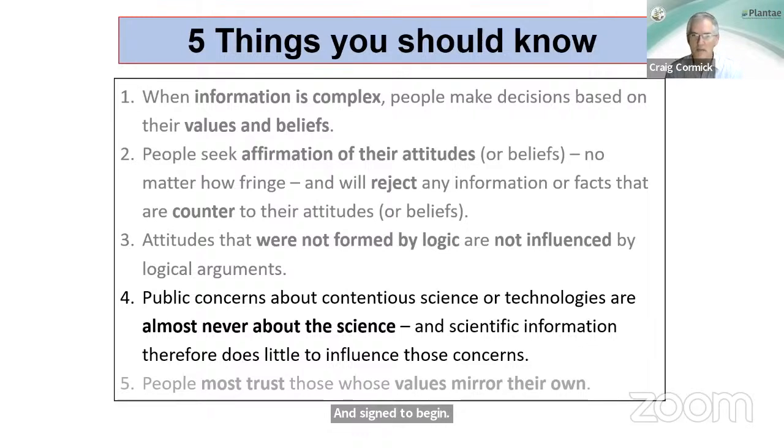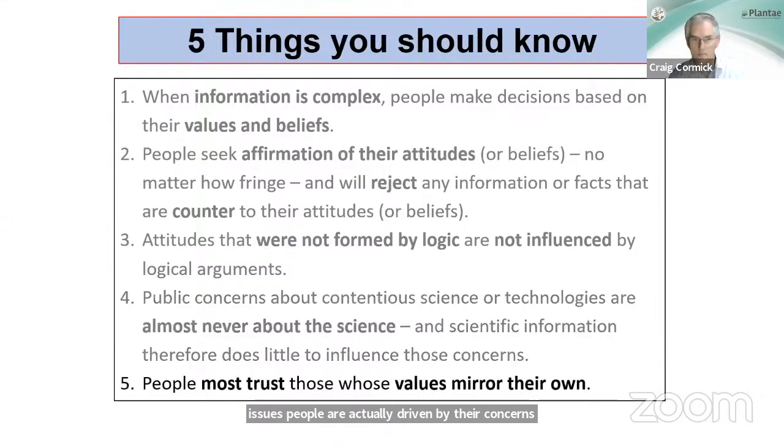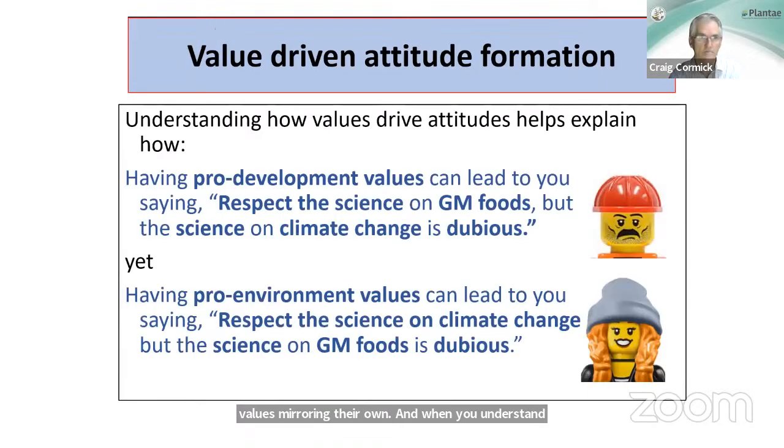And in the space of plant biology, it can be driven by who owns the technology. Are multinationals involved rather than the public sector? Is big pharma tied into it? So they're the issues people are actually driven by in their concerns. And so explaining the science doesn't actually address those concerns. And people most trust those people who they see as having values mirroring their own. And when you understand people's values, it gives you a whole new path to communicate with people.